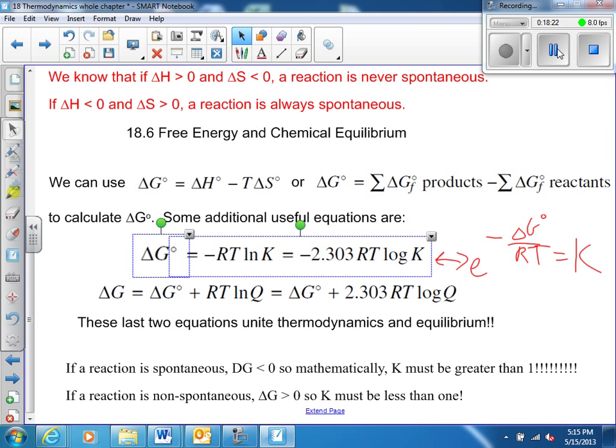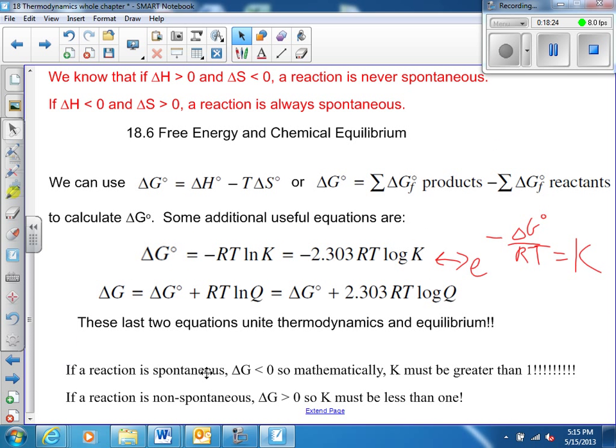So if a reaction is spontaneous, delta G is less than 0, and then K is greater than 1. If a reaction is non-spontaneous, delta G is, did I say less than or greater than here? Sorry, I might have said that wrong. If delta G is positive, greater than 0, K is less than 1 because the products are not favored. So spontaneous, products are favored. K is greater than 1. Remember, K is products over reactants. This all makes sense.